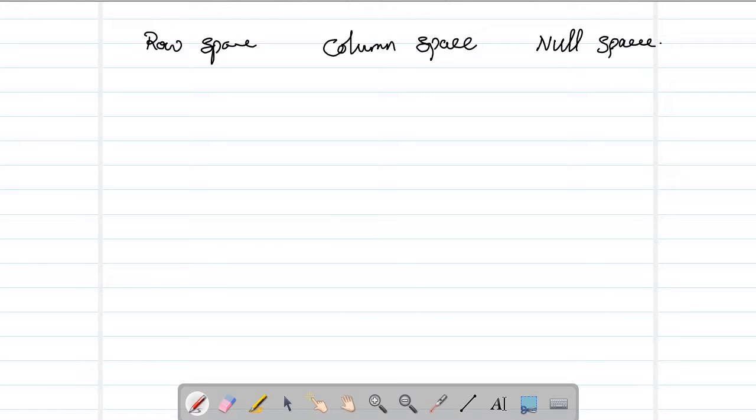Right. So in last class we discussed what is a row space, what is a column space, and then null space. These are the three things we discussed. Row space is nothing but the space generated by the rows of the matrix, whereas the column space is the space generated by columns of that matrix. And the null space of a matrix is nothing but the solution space of Ax equal to 0. That is what we call the null space of A.